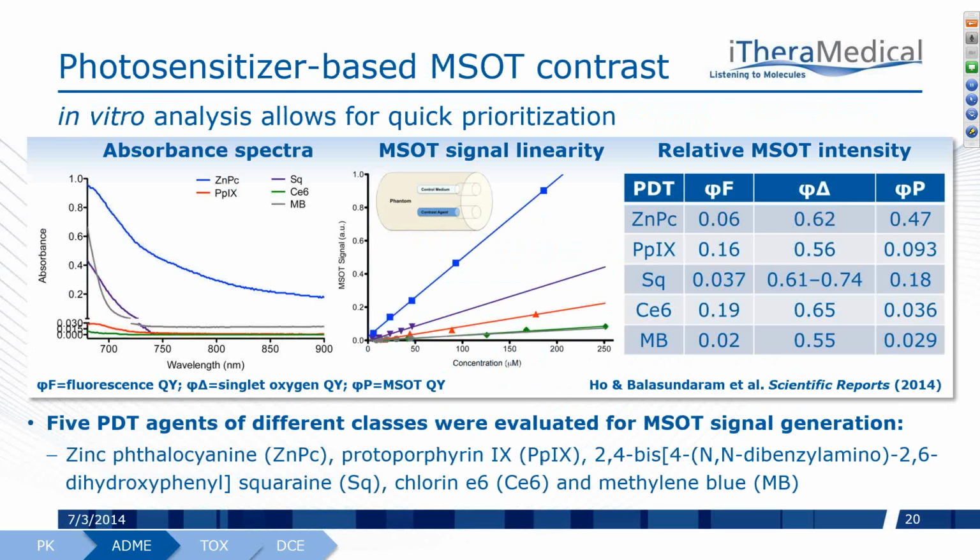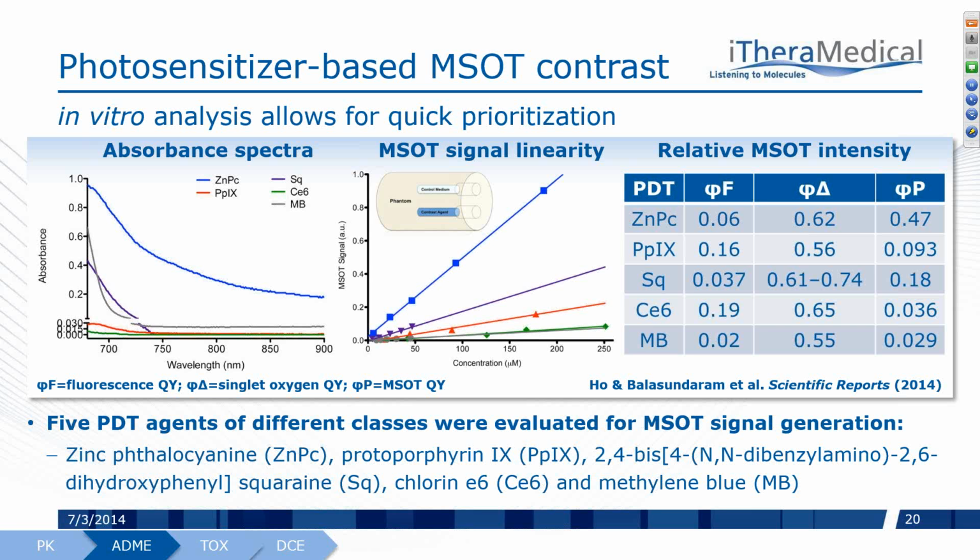This next example is a theranostic approach with MSOT imaging, where we take photodynamic therapy agents, 5 different classes. This was a collaboration with a group in Singapore that was interested in studying these photodynamic therapy agents. And first of all, they used, shown here in this slide, a phantom approach to prioritize which agents they would use in vivo first.